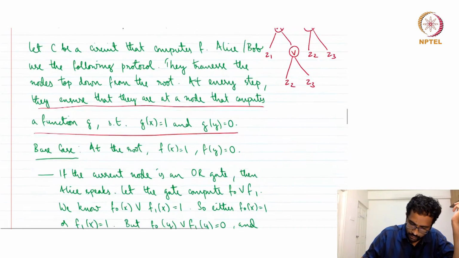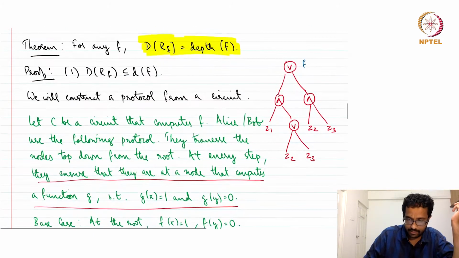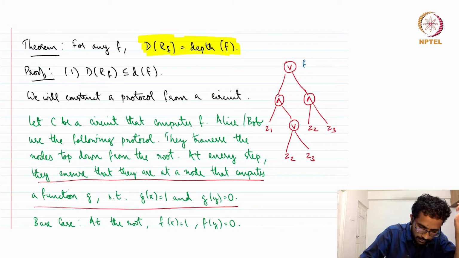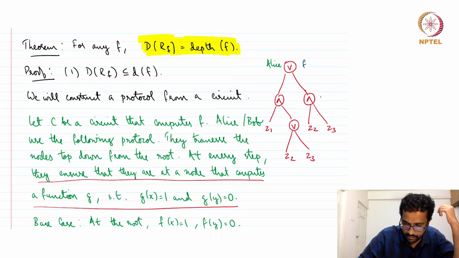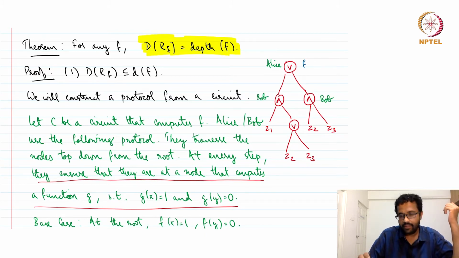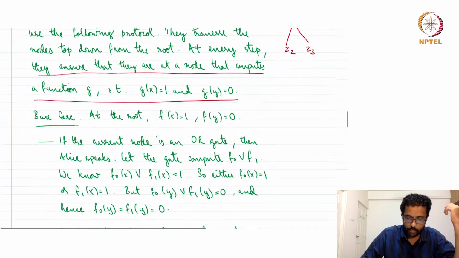So we will transform it into something where Alice speaks. We will say Alice speaks here. An OR gate is where Alice speaks, and an AND gate will become a place where Bob speaks. I haven't gotten there yet, but I'm just saying. Now, what would Alice reply?